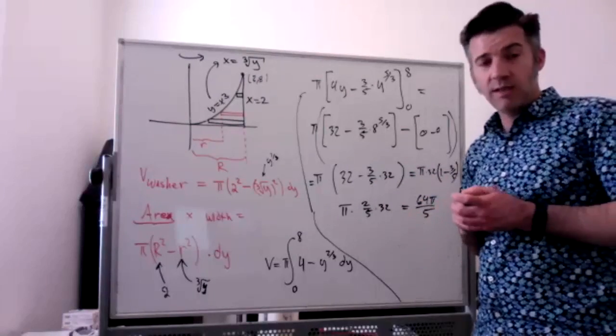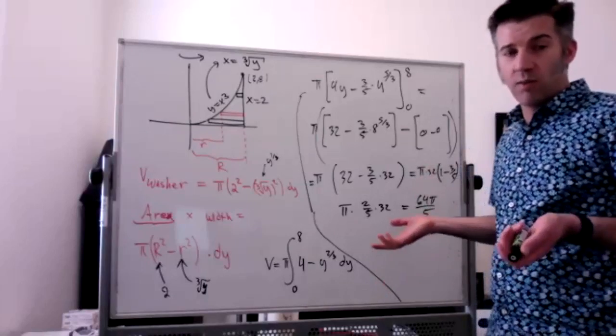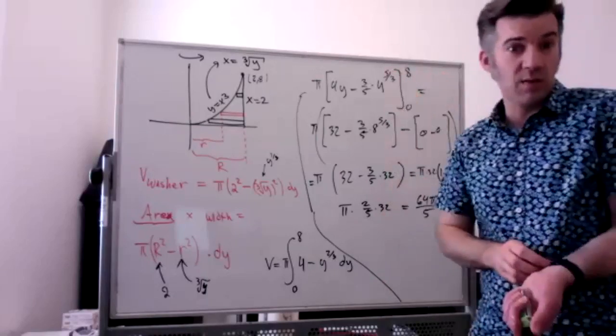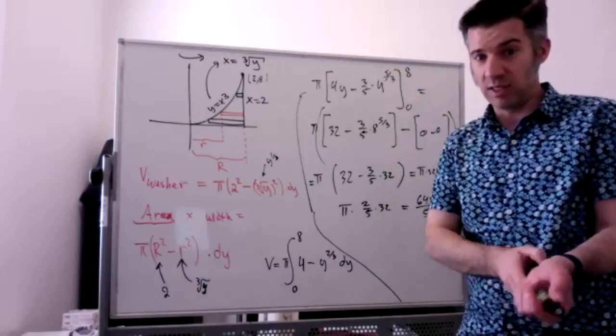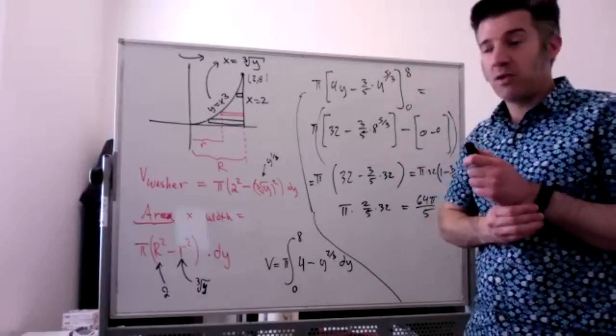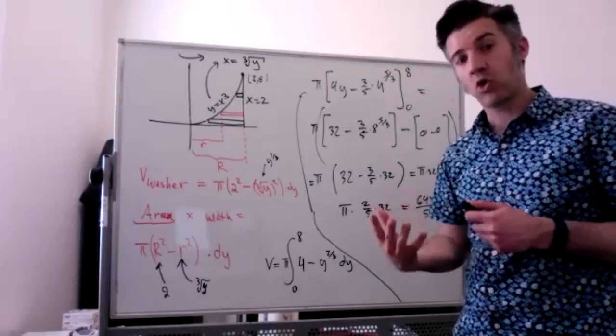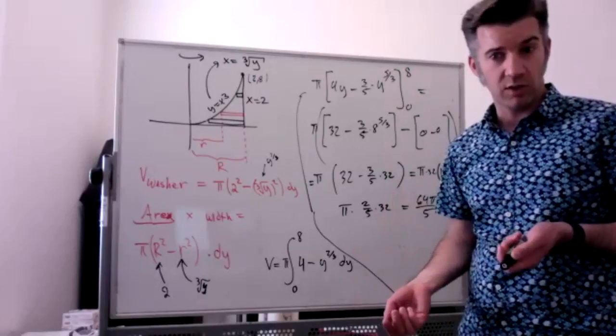So depending on the axis of rotation, you're going to want to use a different kind of thing. If you're going around the y-axis, you're using dy. If you're going around the x-axis, you're using dx. Or as I like to say, your rectangular strip should always be perpendicular to your axis of rotation.